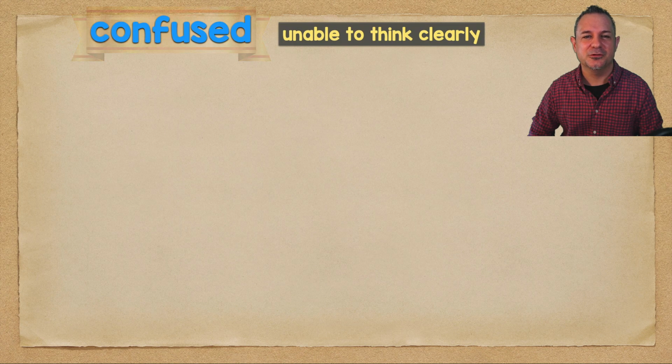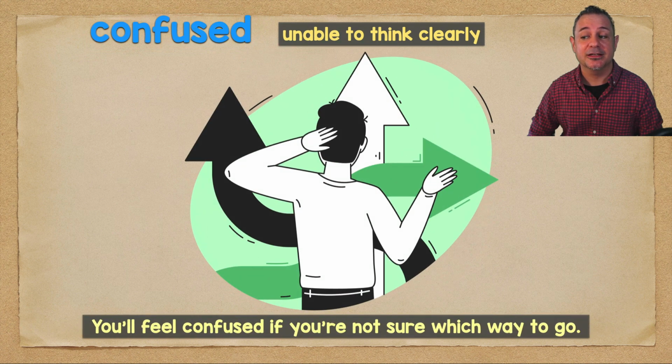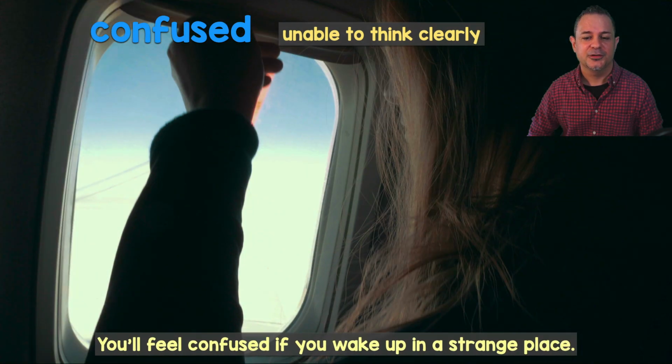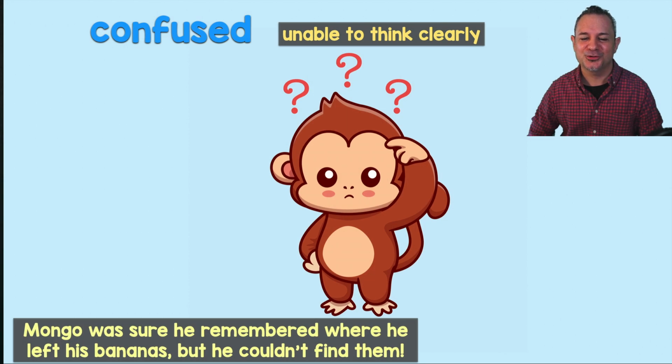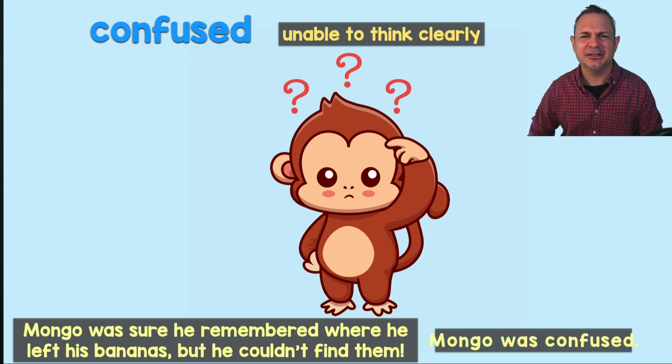The word confused means unable to think clearly. You may feel confused if you're not sure which way to go. You'll feel confused if you wake up in a strange place, like on an airplane. Mongo was sure he remembered where he left his bananas, but he couldn't quite find them. Mongo was confused.